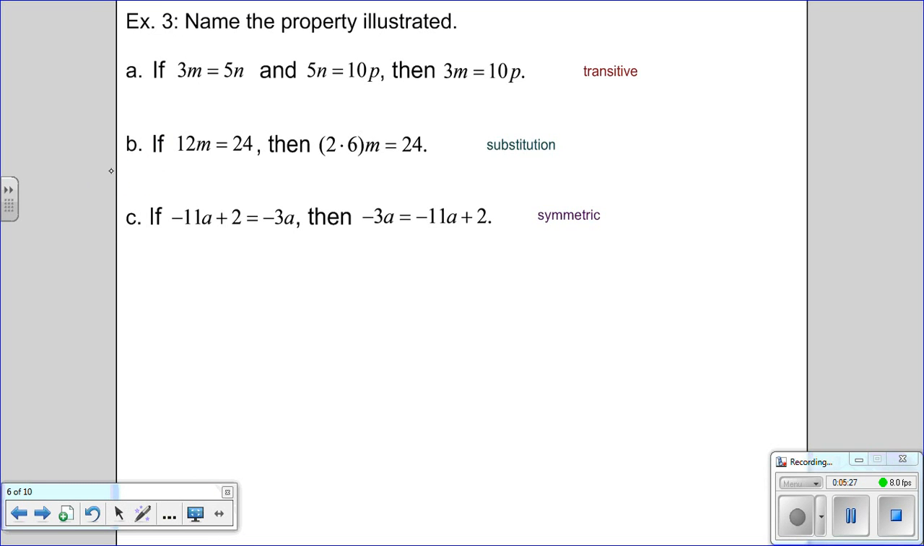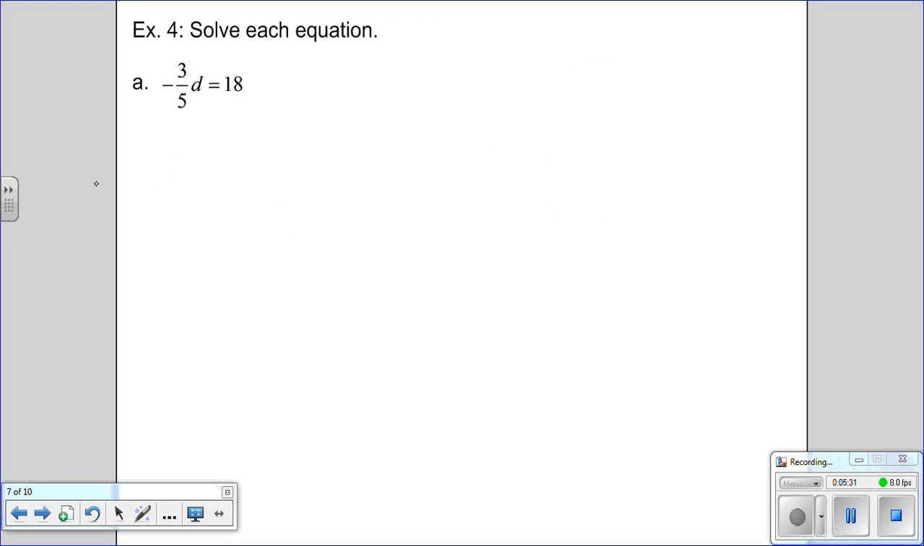Negative 3, wow. Let's try it again. Negative 3/5 d equals 18. Okay, so to solve this equation, I want to get d by itself.